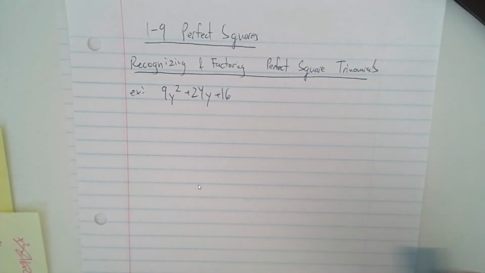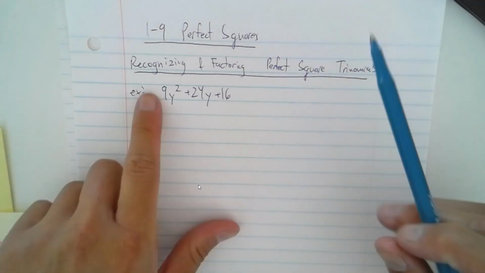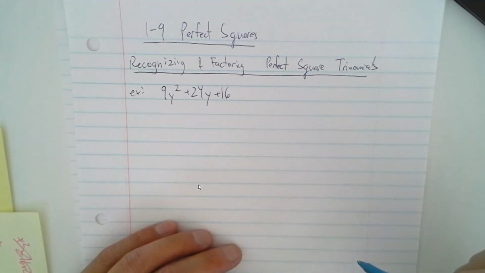This is going to be 1-9, perfect squares. Why don't you go ahead and write this down? Pause and write this if you need. We're going to be recognizing and factoring perfect square trinomials.